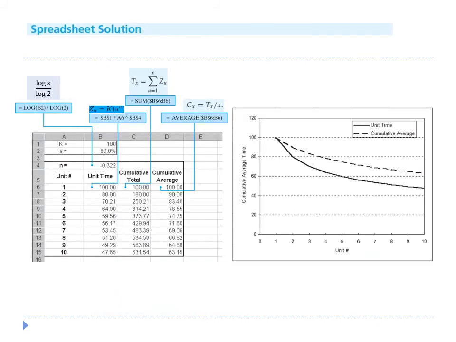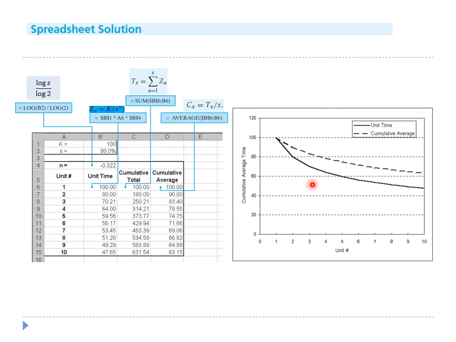Here are the spreadsheet solutions. Cell B1 is used to store K, which is the time needed to assemble the first unit of the car. Cell B2 stores S, which is the learning rate, and cell B4 stores the ratio of log S to log 2. For each unit number, the unit time to complete the assembly, the cumulative total time, and the cumulative average time are computed with the equations shown on top, respectively.